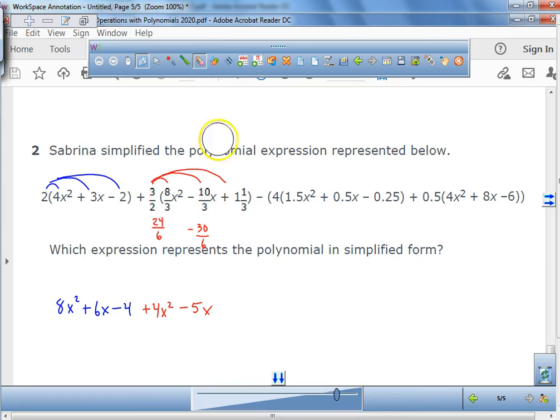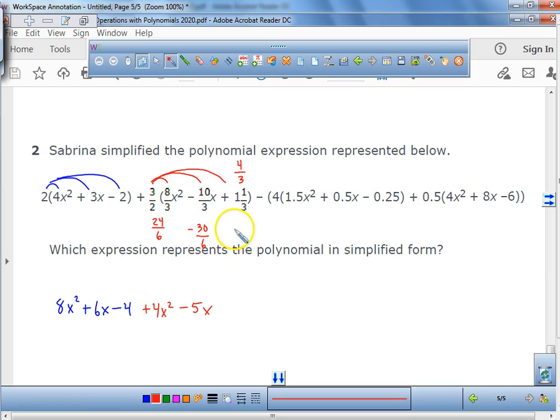Now I'm going to erase this right here, and right above it, I'm going to put, ready, 4 over 3. 3 times 4 is 12. 2 times 3 is 6. What's 12 divided by 6? 2. There, we just did it. Okay?